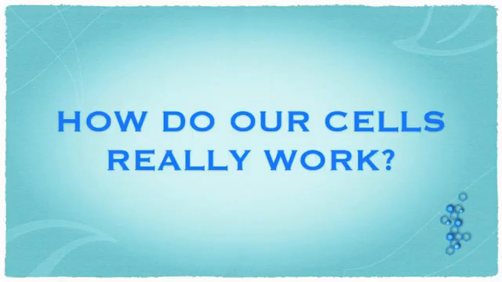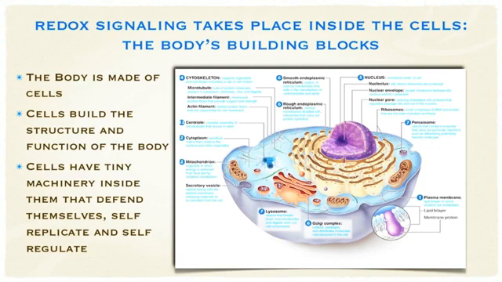So, how do our cells work, and how does this new science apply to understanding cells better? Here's a cross-section of a human cell, and as you can see, it's an intricate combination of machines and machinery that serves to help to hold together and operate this basic building block of our body. Cells have these machines that help the cell defend itself and replace itself and regulate itself.